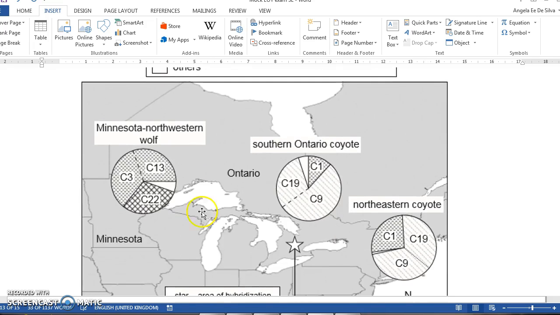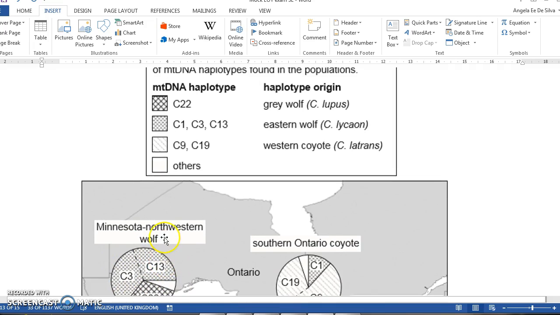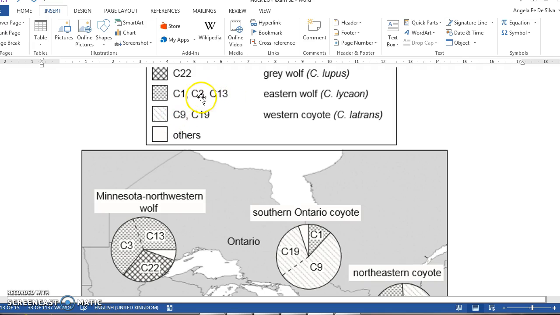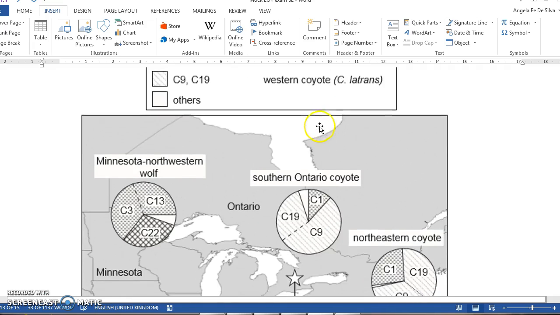So if we look at these three areas, for example, Minnesota northwestern wolves, what they did was they took probably maybe 100 wolves, and then they analyzed the mitochondrial DNA from these wolves, and they found that there was C13 at this percentage, C3 at this percentage, and C22 at this percentage. This tells them that the populations in this area actually contain C13 and C3, which was previously from the eastern wolf, and C22 previously from the grey wolf. That is evidence that the grey wolf and eastern wolf did hybridize. And that is the evidence.